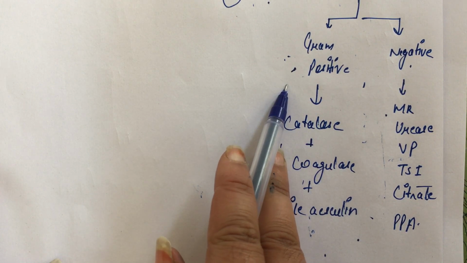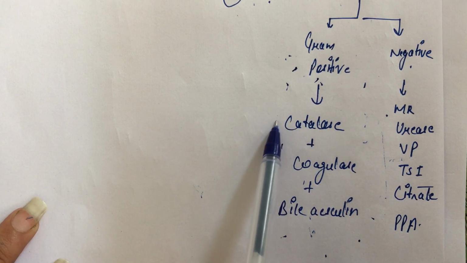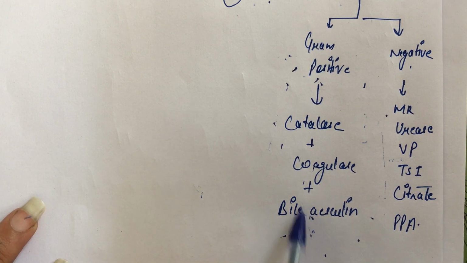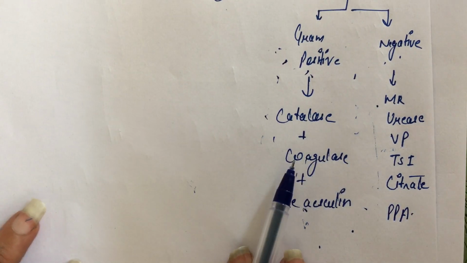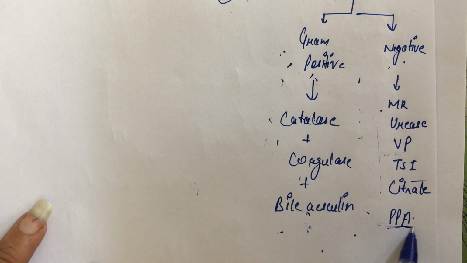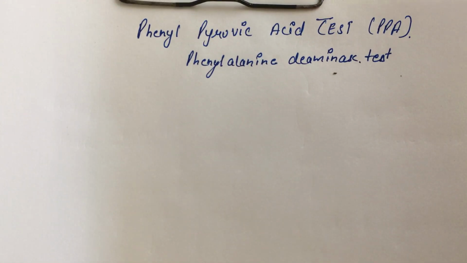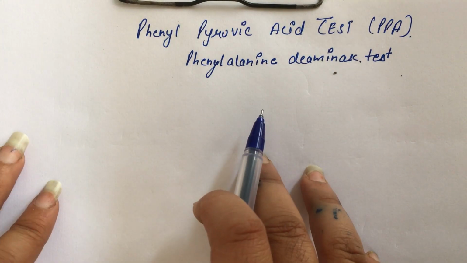If the colony you are using is Gram positive, then you need to perform catalase, coagulase or bile esculin. If it is Gram negative, then you can perform MR, urease, VP, TSI, citrate and PPA. Now we will discuss this PPA test. Okay, so let's start from the beginning. The PPA test is also called the phenylalanine deaminase test. First we will discuss its procedure, then we will discuss its principle.